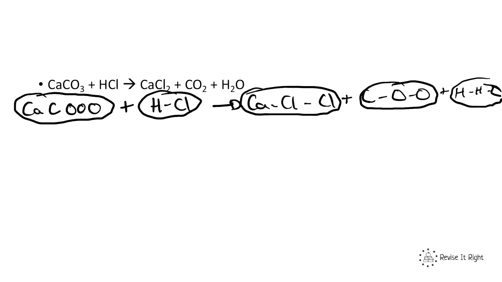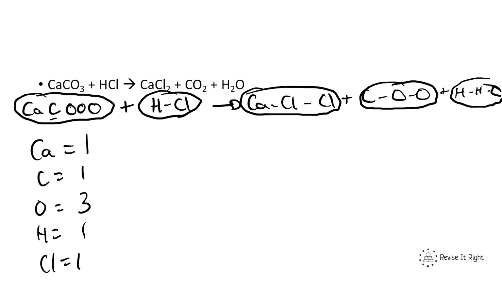Now we need to count the atoms on each side. So calcium here is 1, carbon here is 1, and there's 3 oxygens, 1, 2, 3. There's 1 hydrogen, and there's 1 chlorine. And then on this side, calcium, there's 1, chlorine, there's 1, 2. Actually, we'll make sure we do it in the same order.